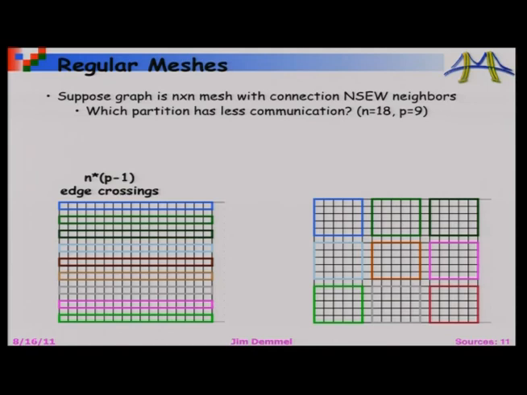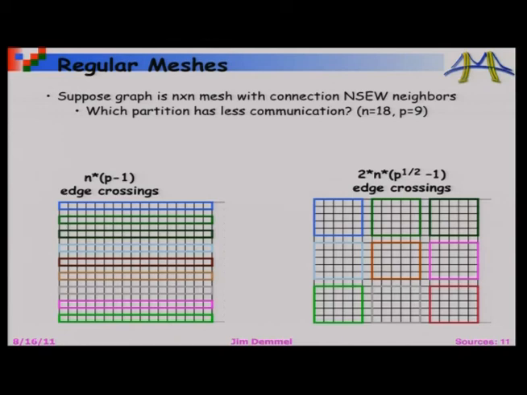And if you count how many of those edges, black lines, go from one processor to another, from one color to another, it's proportional to n times p, roughly. So I'm just counting the number of black edges that cross from blue to green, from light green to dark green, and so forth. On this one, the number of edge crossings is proportional, you can do the counting, to n times the square root of p. That's a lot less, right?